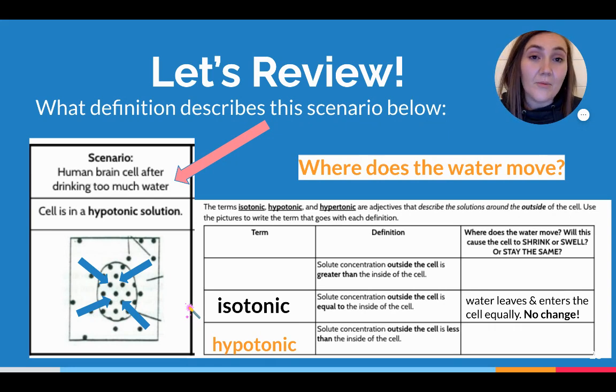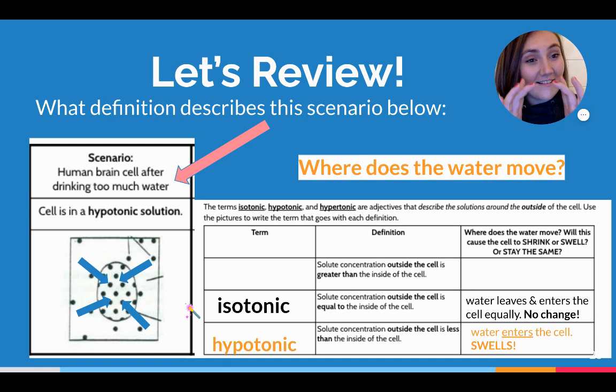As a result, because that water is moving in, the cell is going to get bigger and bigger. So here's a little memory trick to help you remember hypotonic. When you say hypotonic, if you enunciate the O part, you're kind of representing a cell swelling. So hypotonic, the cell is going to swell. That's what a hypotonic solution is. I know it looks kind of weird, but it works.